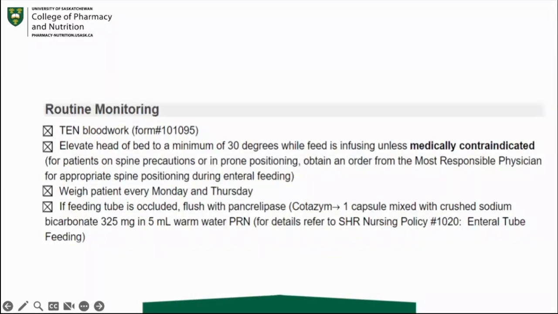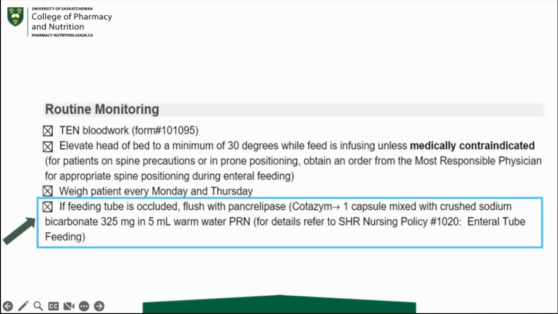Coming back to the standard EN order form used in the Saskatoon Health Region, as you can see in the box, there is a standing order for a nurse to use pancreolipase and sodium bicarbonate to clear a blocked tube.